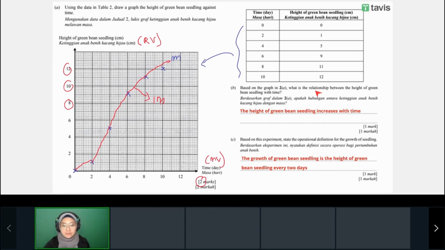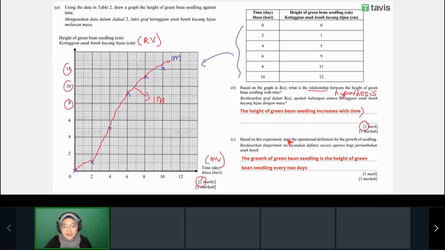Okay, now let's move to question B. Based on graph 2a, what is the relationship between the height of the green bean seedling with time? The relationship. Relationship is the hypothesis. What is the hypothesis? You can see from the graph that the height of the green bean seedling increases with time. 1 mark over here. You can get the answer from the question. Everything is there.